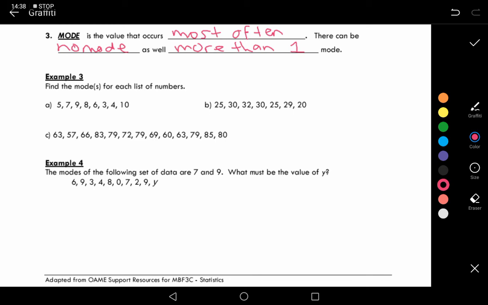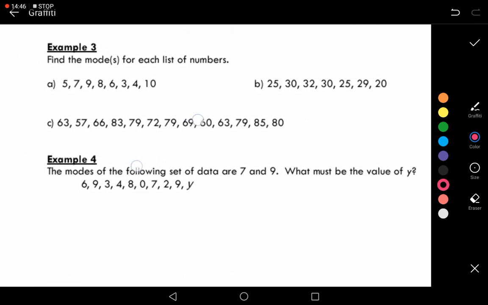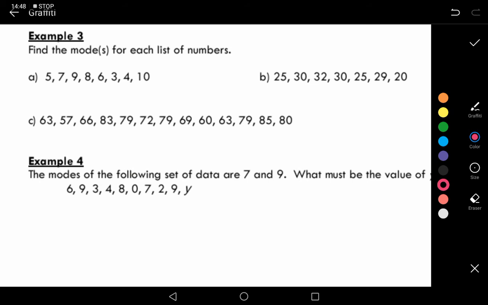Example 3 says, find the mode for each list. For A, basically what I'm doing is looking to see if there is a number that comes up more than once. I see 5 just once, 7 just once, 9 just once, 8, 6, 3, 4, and 10. I don't see any of those numbers popping up more than once. So there is no mode here, because there's not the same number twice.